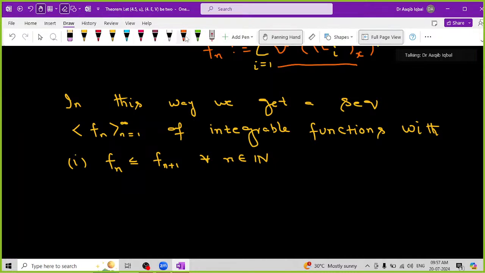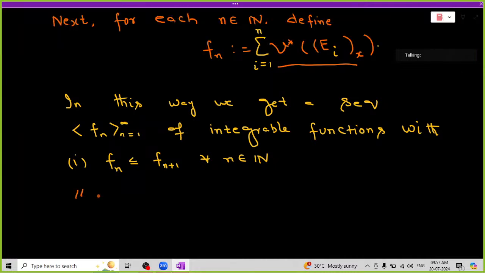Second, सेकेंड के लिए आप क्या करिए, यू ऑब्जर्व दिस लिमिट. मैंने पहले ही आपसे कहा fn's आर इंटीग्रेबल, सो आई कैन स्पीक अबाउट द इंटीग्रल्स. वी आर एक्चुअली इंटरेस्टेड इन द लिमिट ऑफ द इंटीग्रल्स. बाय द वे दिस लिमिट एग्जिस्ट्स. क्यों? बिकॉज fn's आर इंक्रीजिंग, सो द इंटीग्रल्स विल बी इंक्रीजिंग. सो द सीक्वेंस ऑफ इंटीग्रल्स इज एन इंक्रीजिंग सीक्वेंस ऑफ रियल नंबर्स, और एन इंक्रीजिंग सीक्वेंस ऑफ रियल नंबर्स हैज़ अ लिमिट. मैं आपको दिखाऊंगा यहाँ कि द लिमिट इज़ फाइनाइट.